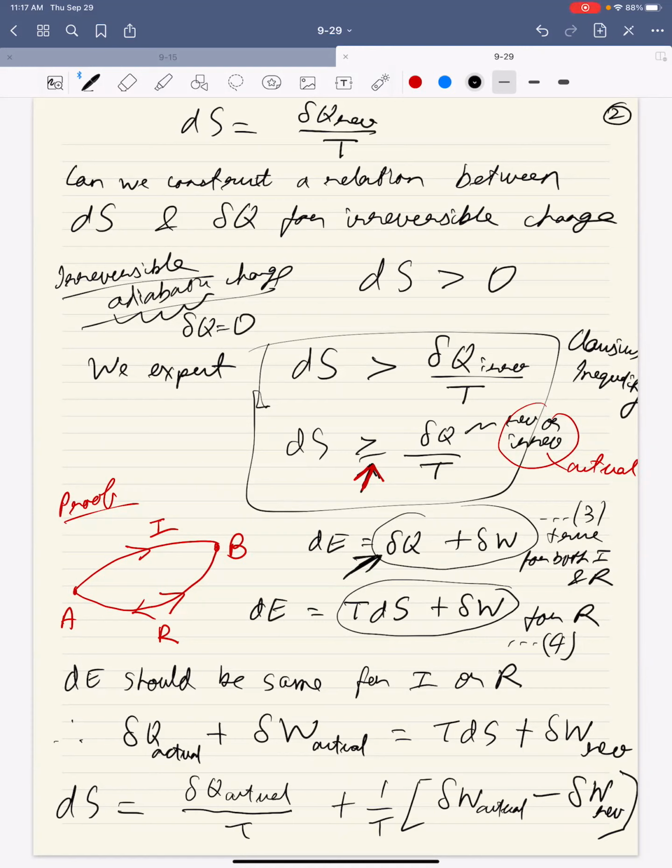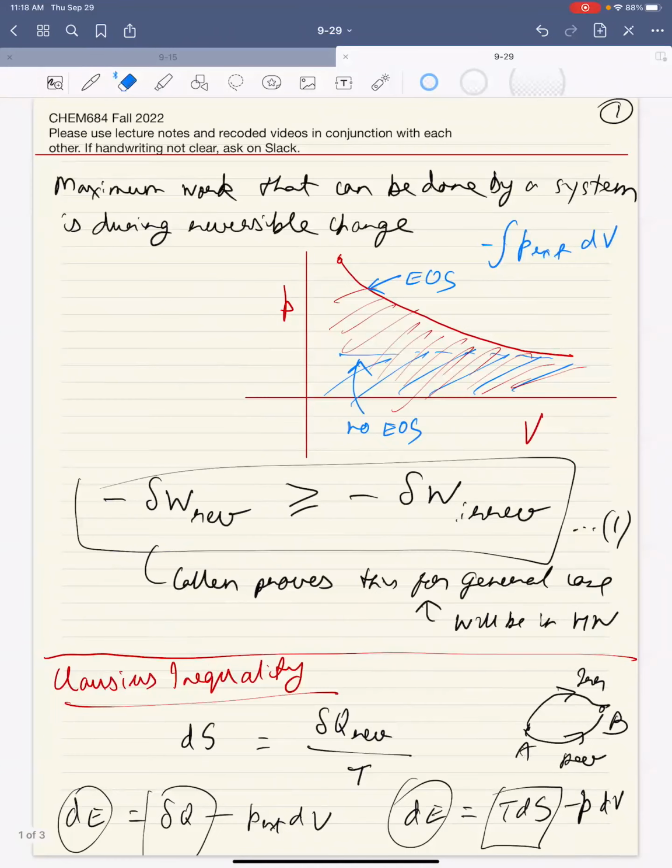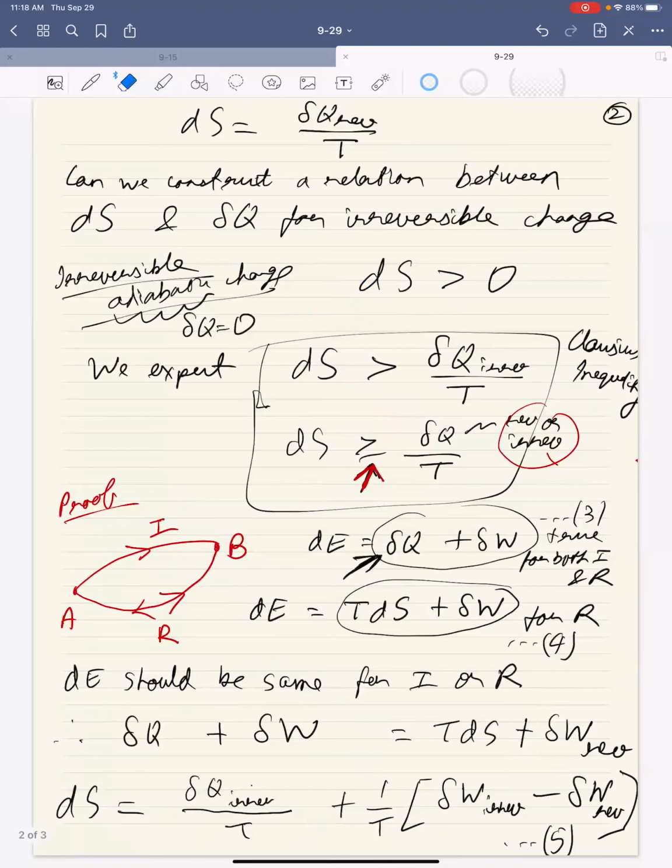Now we can use in equation 5. Yeah, let's just do irreversible. If you have already written actual, you don't need to scratch it. It's fine. It's really irrelevant. So delta Q irreversible, delta W irreversible. Now we know something about this thing in the square bracket. We just saw in equation number 1 that minus delta W reversible is more than or equal to minus delta W irreversible, right? So we can use that over here.